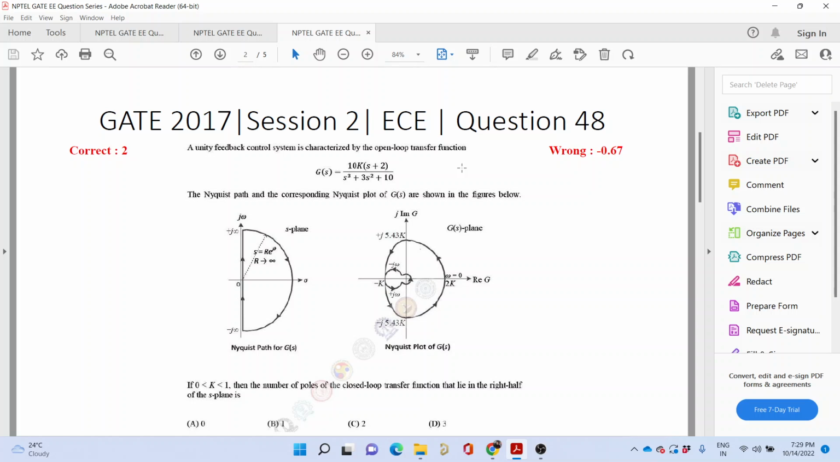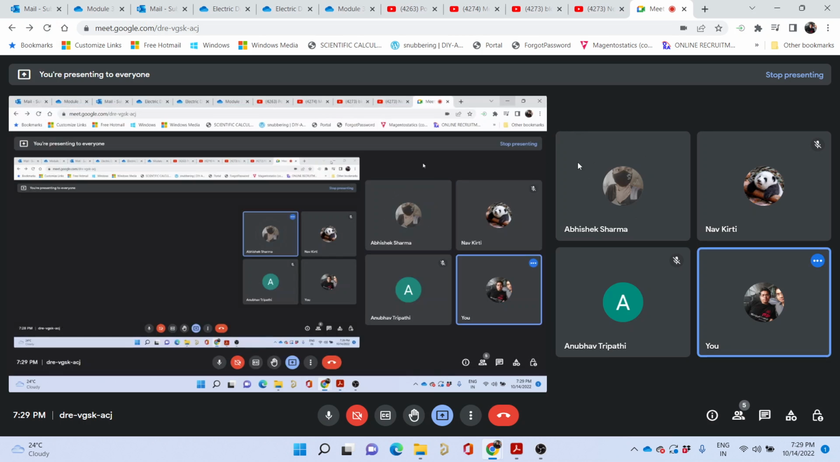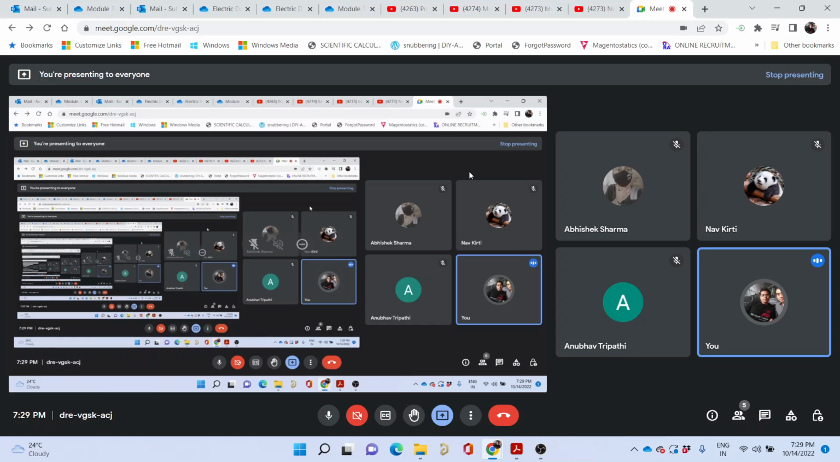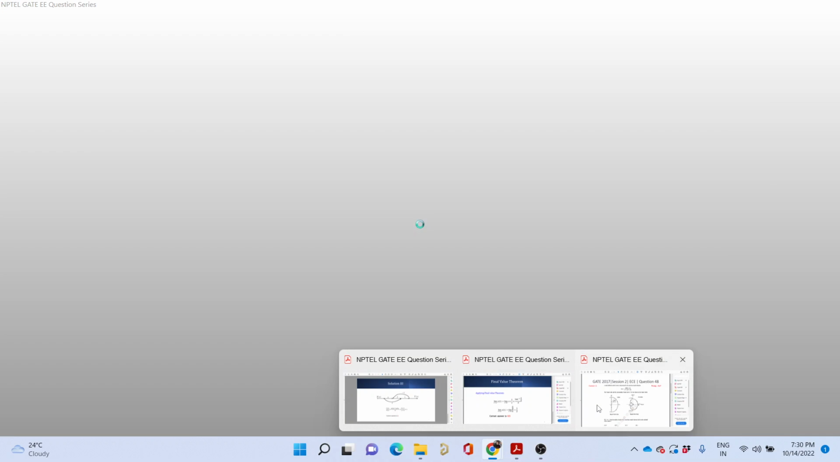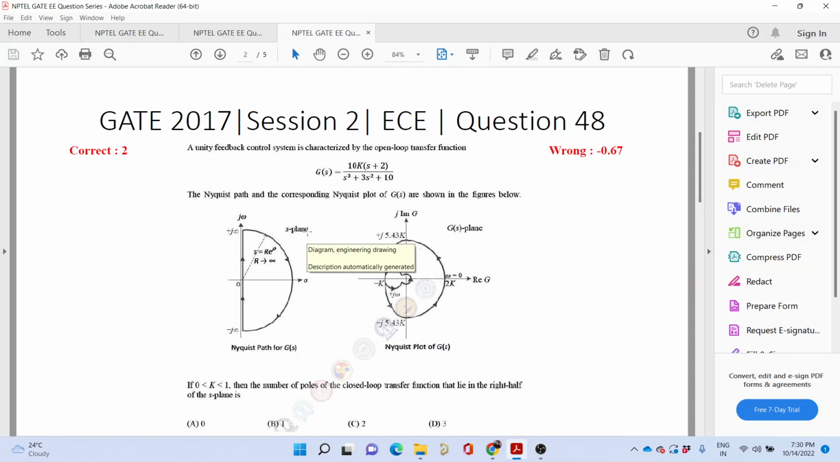Anubhav, whatever he is saying, is he correct or is he wrong? Closed loop poles. Yes, 1 plus G(s)H(s), the characteristic equation. From the Routh criteria, you will get the number of closed loop poles in the right half of s, not the open loop poles. Yes sir, closed loop. Okay.